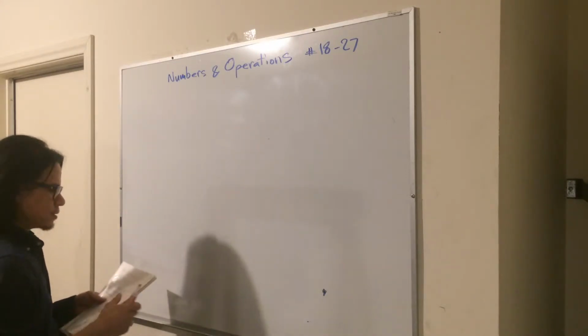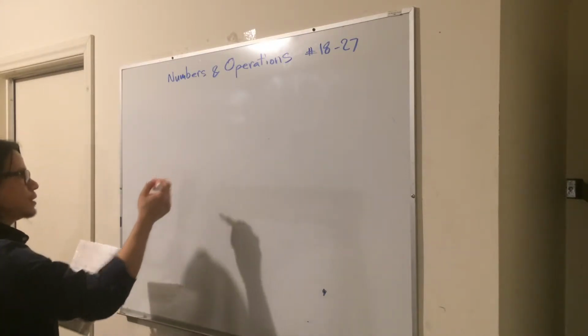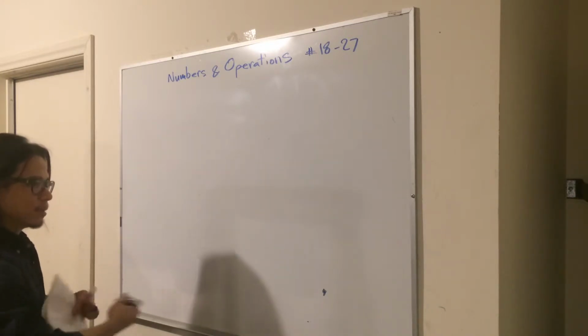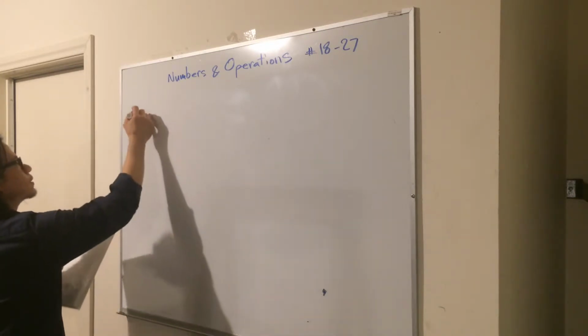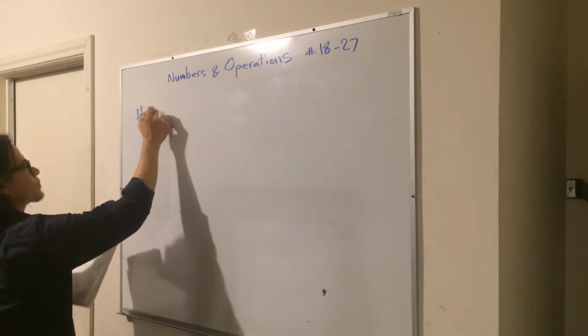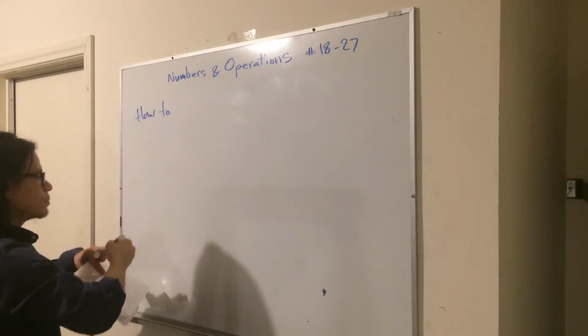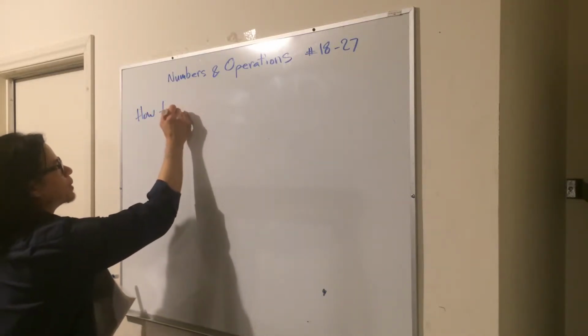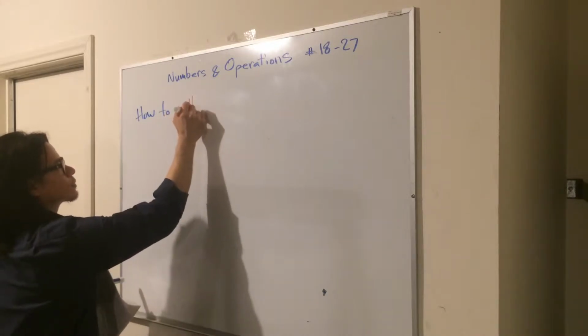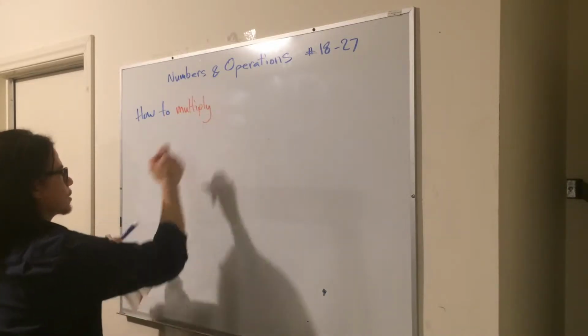Multiplying and dividing fractions are a lot easier than adding or subtracting them, in my opinion. So let's look at an example. Please write down how to multiply fractions.